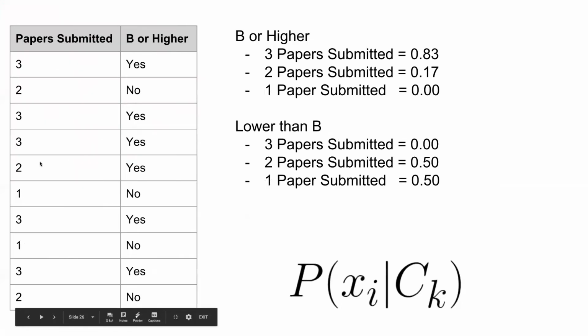We do the same thing for every element. So the probability that they got a B or higher given that they submitted 3 papers is 0.83. 2 papers, 17%. 1 paper, not going to happen, 0. For lower than B, 3 papers, 0. So everyone who submitted 3 papers got a B or higher. 2 papers, half of them, and 1 paper, half of them.